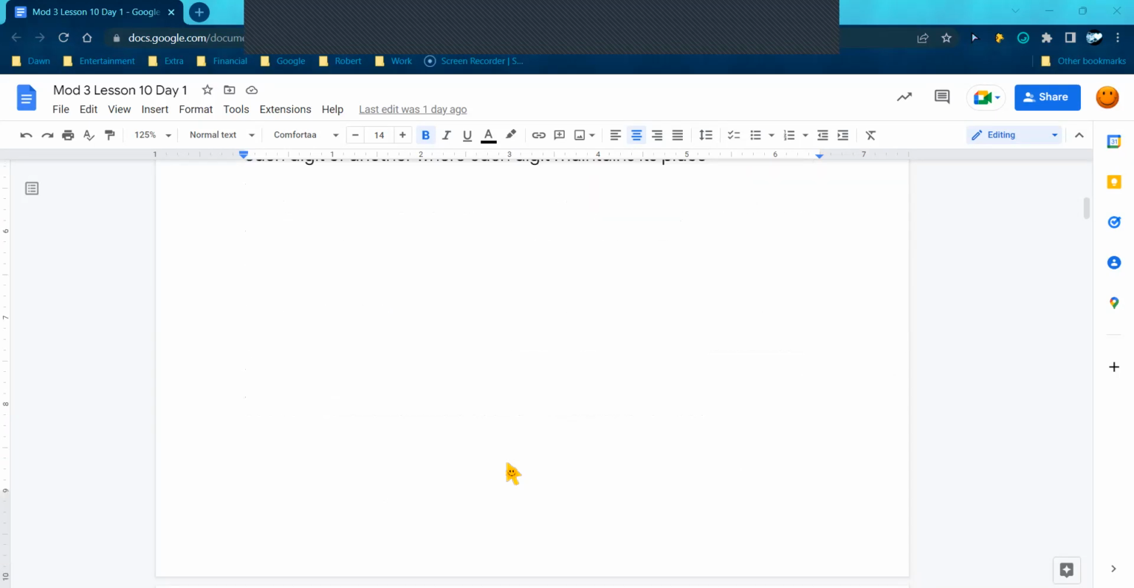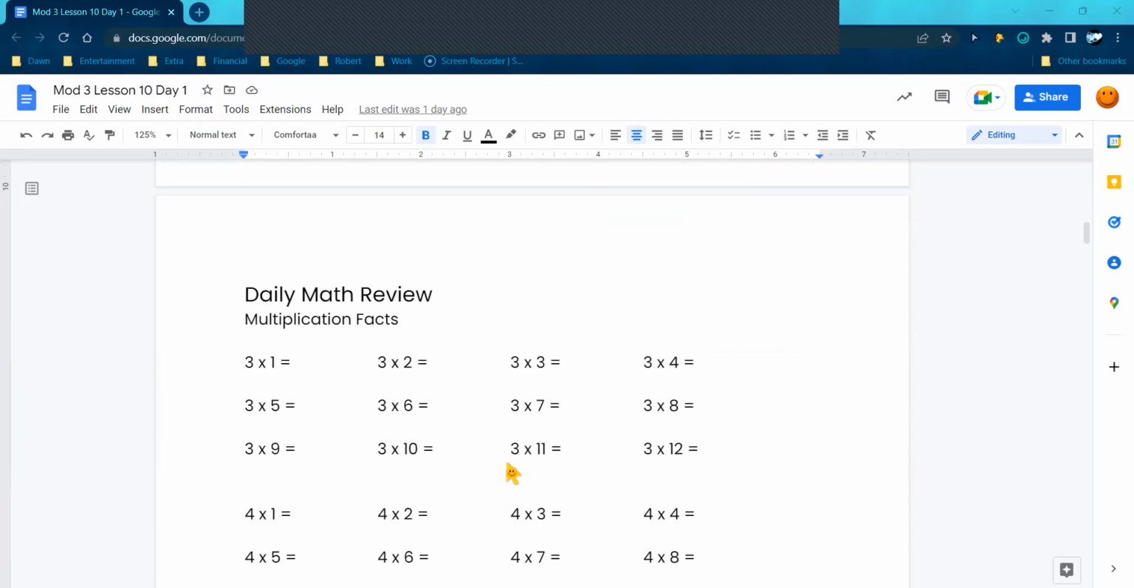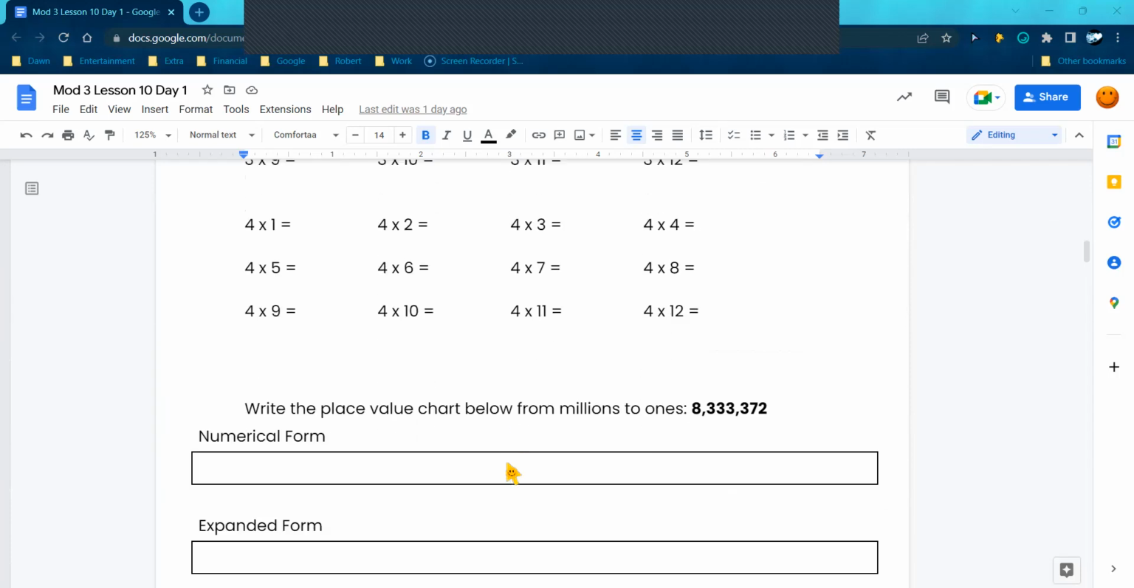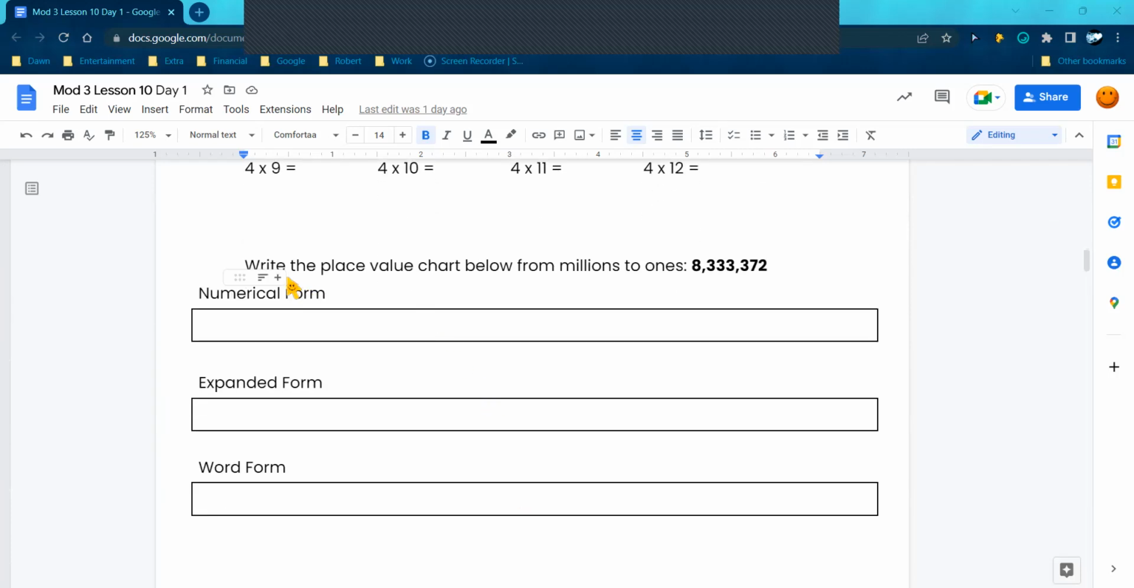We're going to keep moving on. Today, we are starting our 3s and 4s, so we're going to be practicing. And then I changed up some things so that I want a quick review. We've been giving you boxes, and today I'm giving you one box, and this is what it should look like. We have 8,333,372. We're going to write this in numerical form, and that pretty much means we're doing 8,333,372.